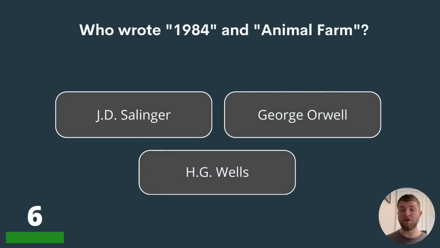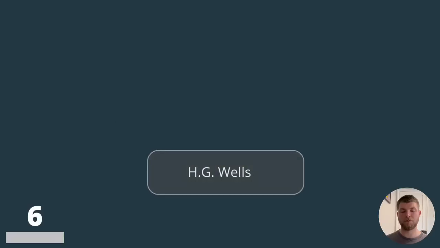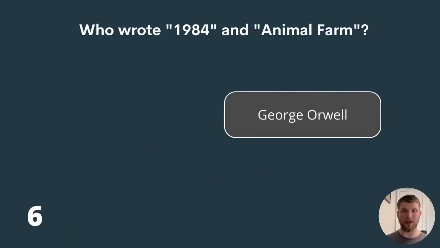6. Who wrote 1984 and Animal Farm? Was that J.D. Salinger, George Orwell, or H.G. Wells? The answer is George Orwell.